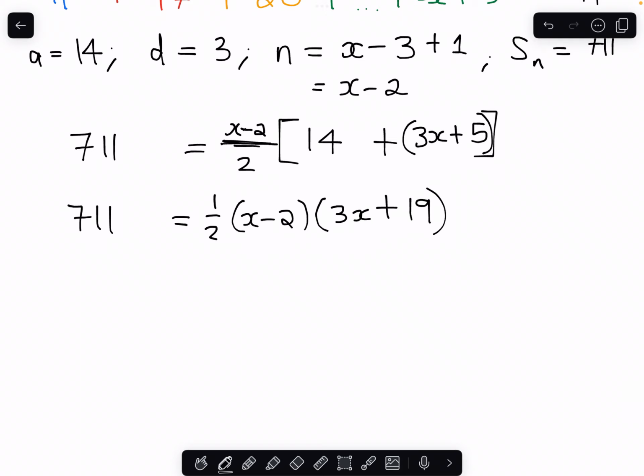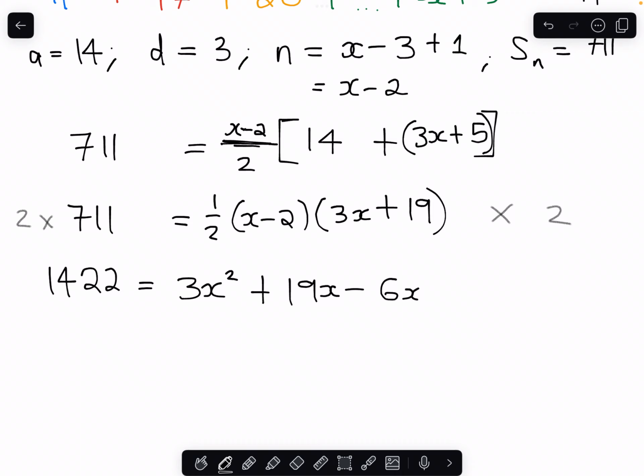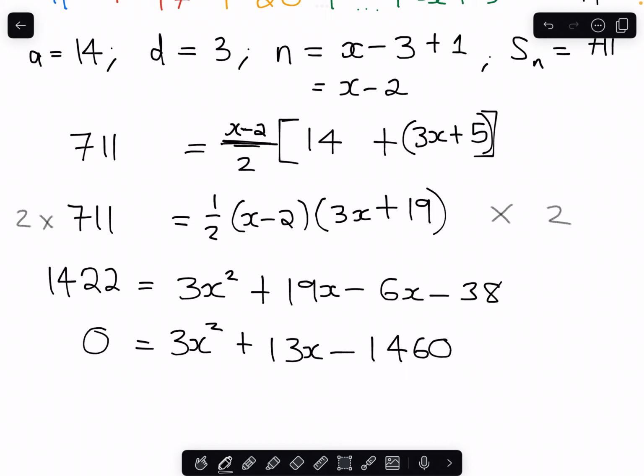Okay, I'm just going to multiply through by 2 so that we get rid of this little half going on here. 1422. And then let's multiply our brackets out. That's 3x squared plus 19x minus 6x minus 38. Okay, let's get everything to one side: 3x squared plus 13x minus 1460.